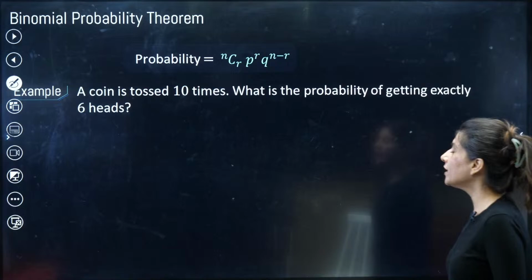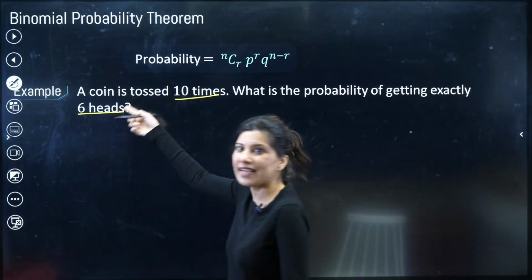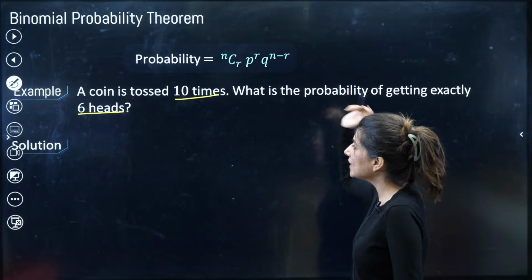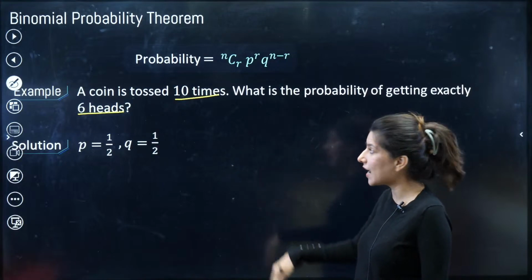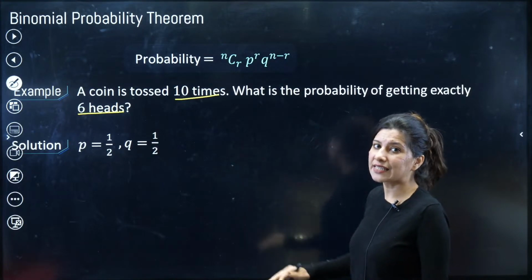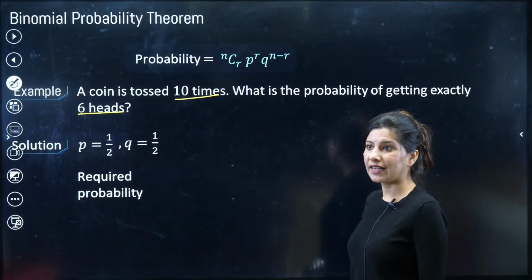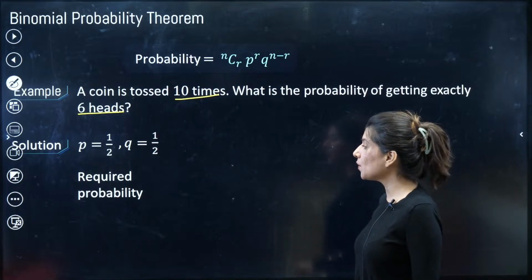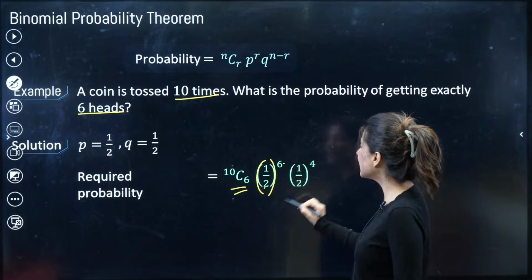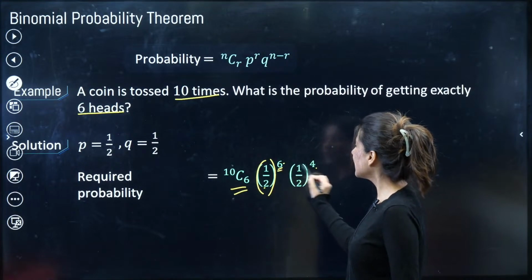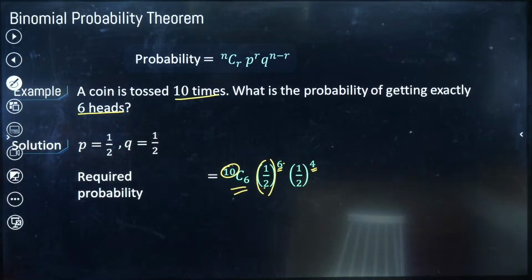Next question. A coin is tossed 10 times. What is the probability of getting exactly 6 heads? 6 heads means success. First of all, n is equal to 10, the probability of success is half and the probability of failure is half. Out of 10, 6 successes, so 10C6. The answer would be 10C6 with half, that means head raised to power 6 and tail raised to power 4. So 6 plus 4 will always be 10.